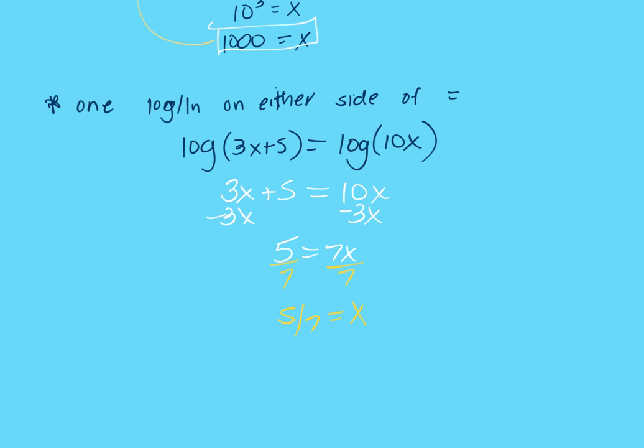And now I got to check it. So if I plug this in here, that stays positive, right? Like 3 times a positive fraction plus 5 is going to stay positive, so it's fine. Plug it in here, 5/7 times 10 is also going to stay positive, so that's fine. So I could keep that answer. If it works for one and not the other, you have to cancel it out.